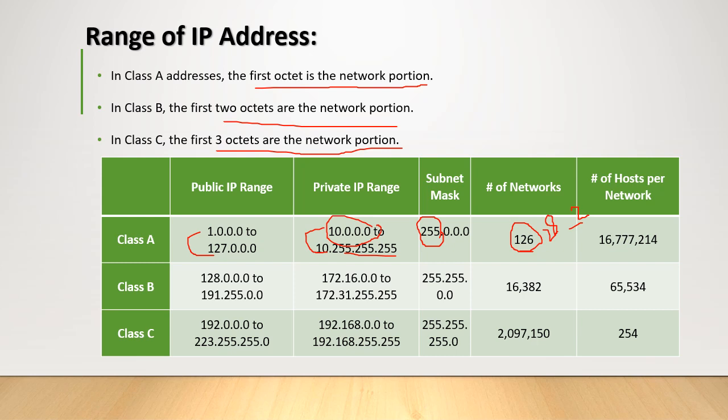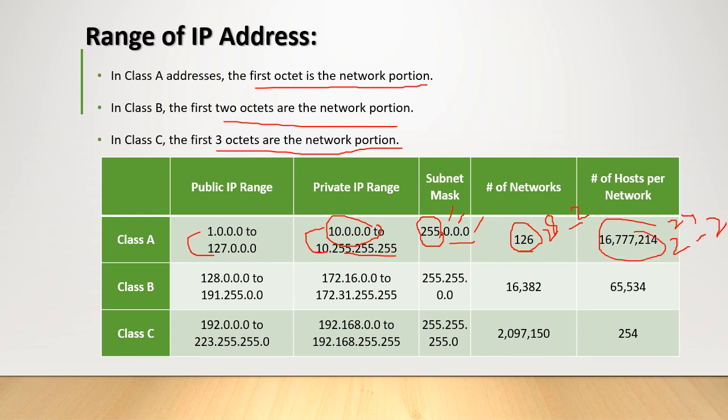And how did I get the hosts? The same thing. In the host bits, I have 3 octets. Each octet has 8 bits, so 8 times 3 is 24. So 2 to the power of 24 minus 2. Same thing, the first IP and the last IP are not used. These many hosts are available in my network.